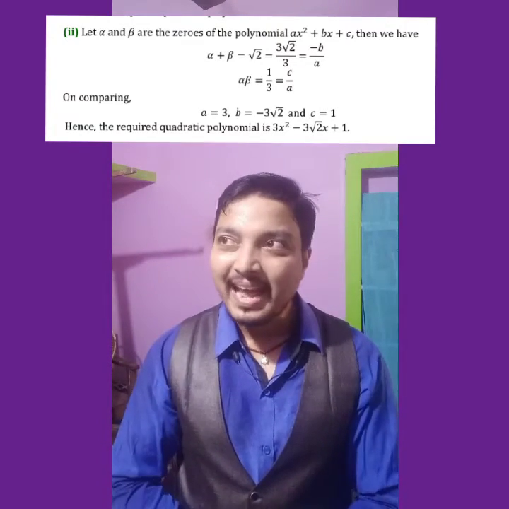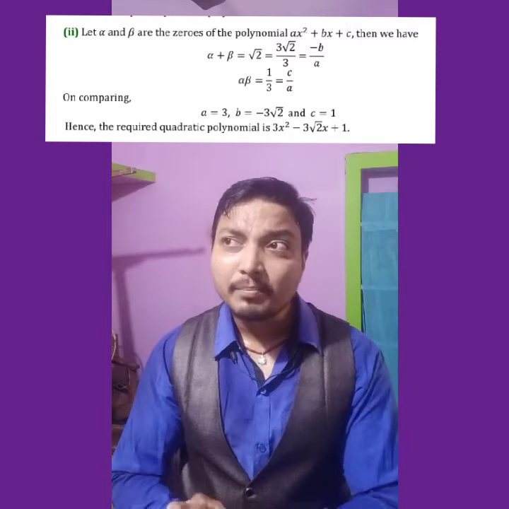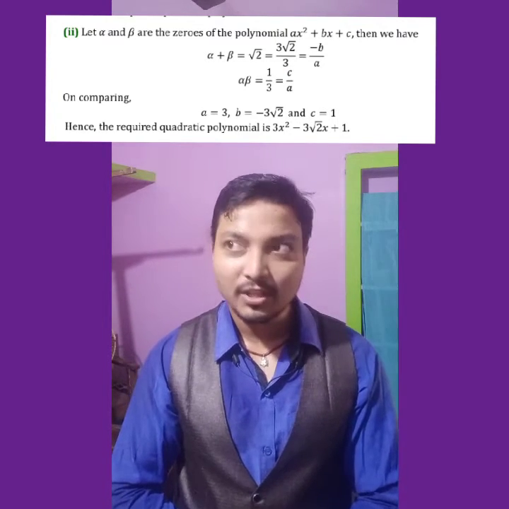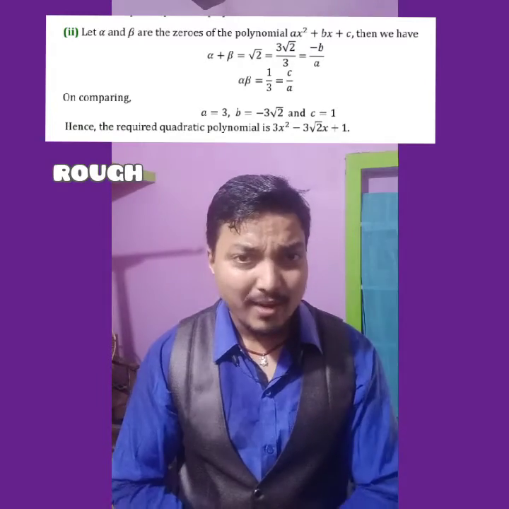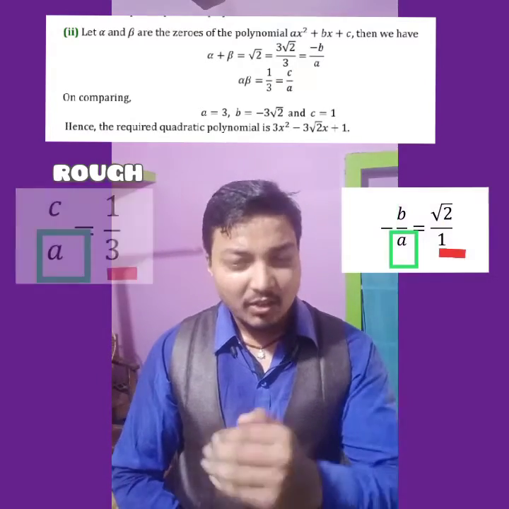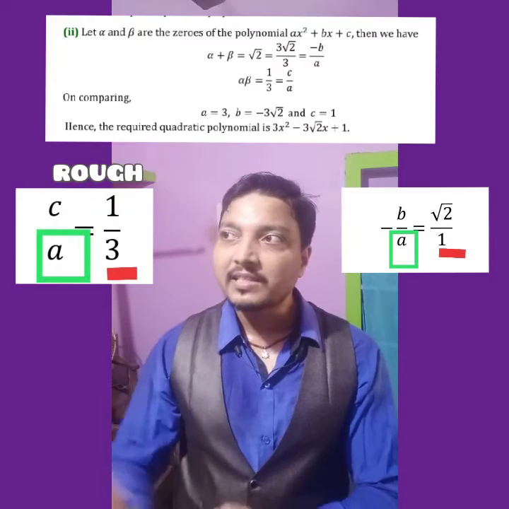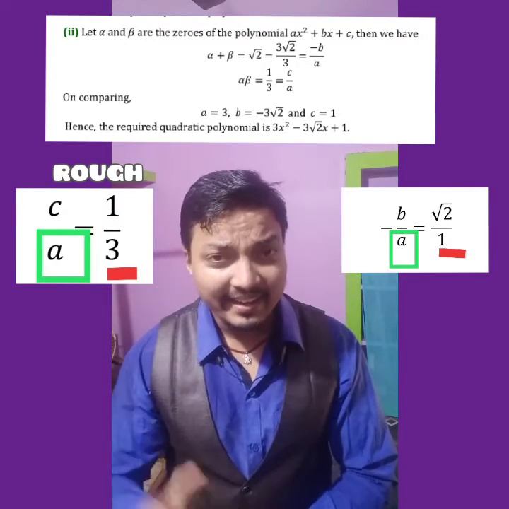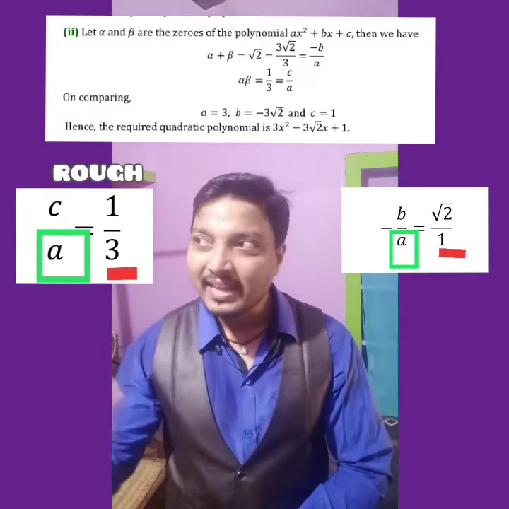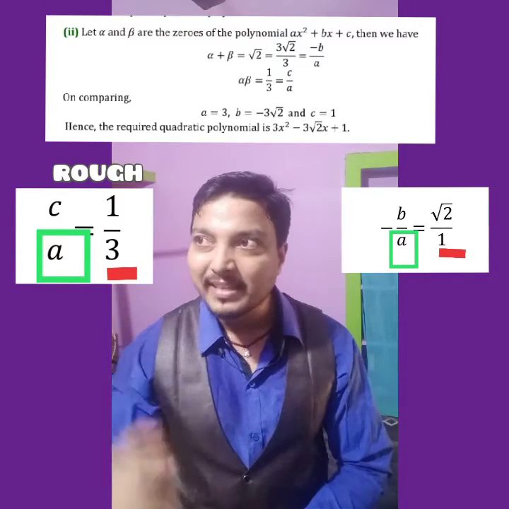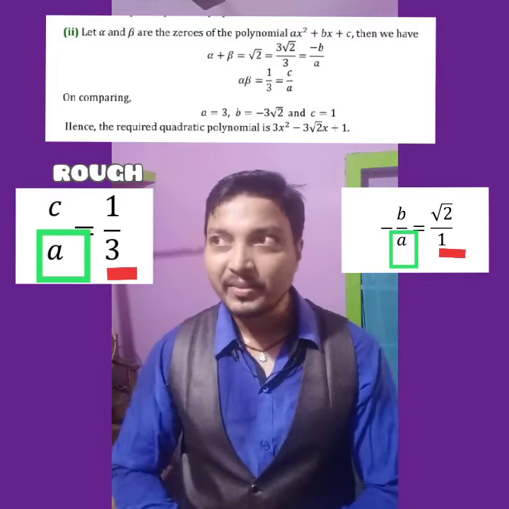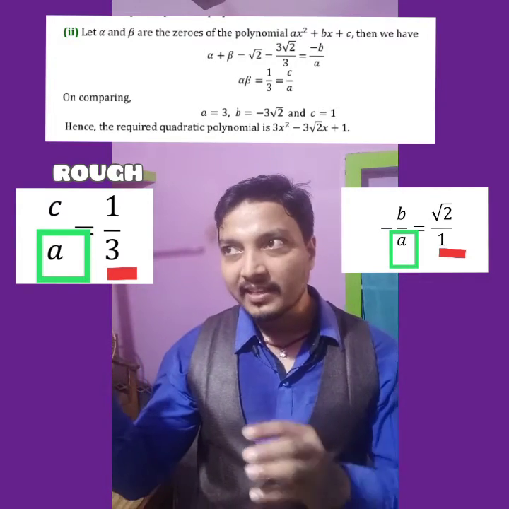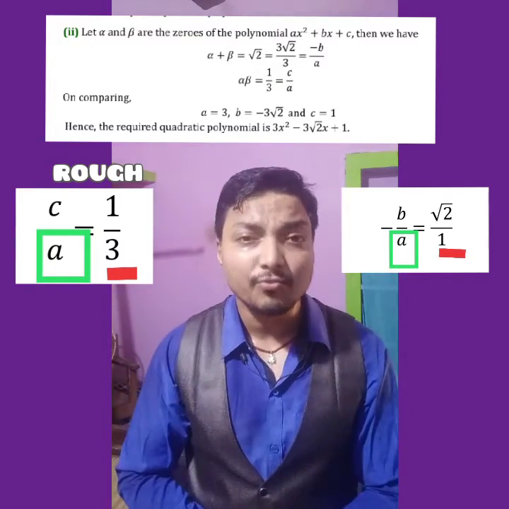Actually alpha plus beta equal to root 2 means minus b by a is root 2. Root 2 means root 2 divided by 1. Here the denominator is 1, and on the other side c by a, the product, is 1 by 3. So the denominator is 3. Here on the right side the denominator is 3 and on the left side the denominator is 1.